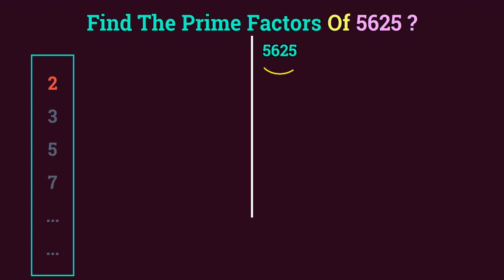Dividing 5625 by 3, which equals 1875. So 5625 divided by 3 equals 1875.